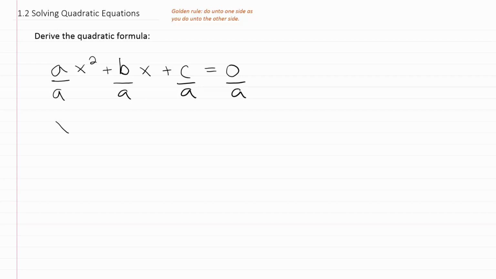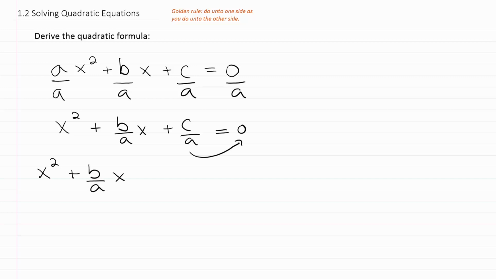When I'm finished with that, I'll end up having x squared plus b over a times x plus c over a is equal to 0. Then the next step of the process is to kick the constant over to the other side. So we'll have x squared plus b over a x is equal to negative c over a, because the sign will change when it crosses the line.